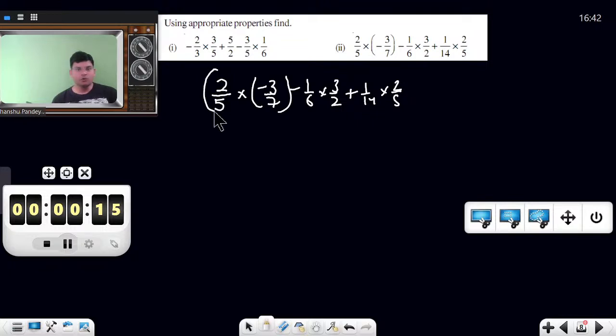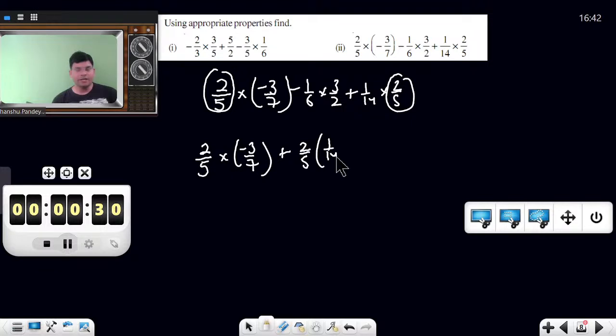So I can see that 2/5 is here, 2/5 is here. So what I'll do is first we will use the commutative property. So 2/5 into -3/7 will be written as it is, and plus 2/5 into 1/14 will be written. Everybody getting it? In the same time we can cancel this 3 into 1 and 3 into 2, so it will be written -1/4. Understood? This is the first step.